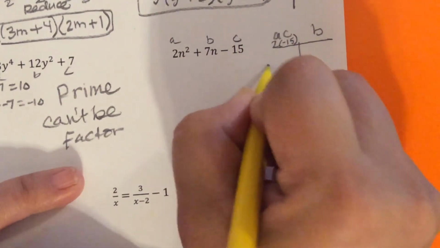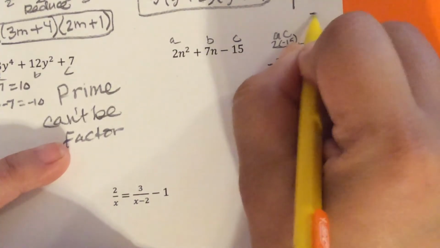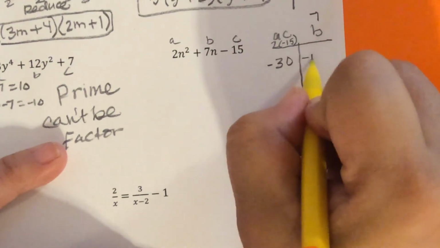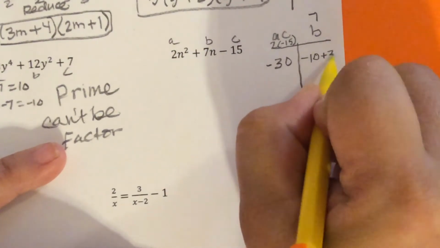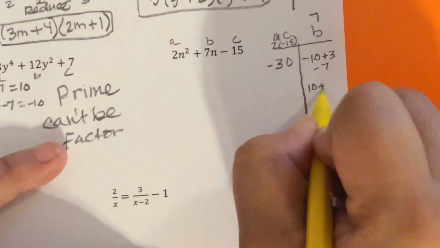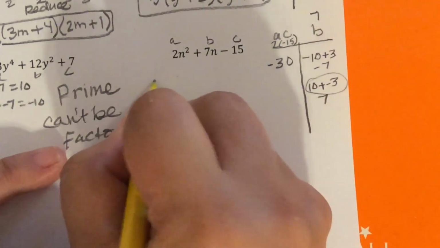Okay, now this one, we're going to have A, B, C. So 2 times negative 15 is negative 30. And you want the factors to add up to B, which is 7 in this case. So we're going to have negative 10 plus 3. That gives me negative 7. Or 10 plus a negative 3. Oh, here it is. That gives me positive 7. So I'm going to use those two factors.